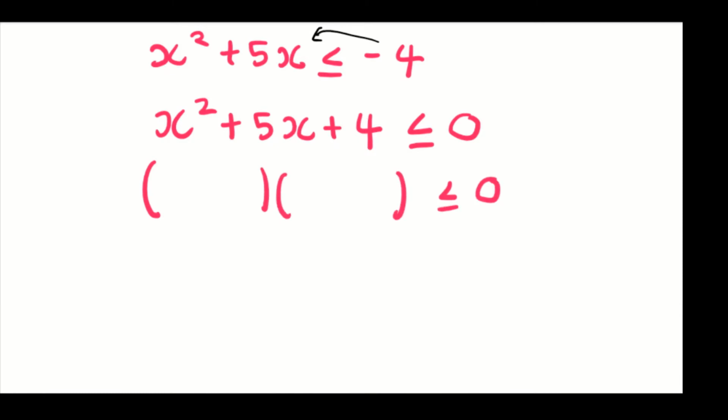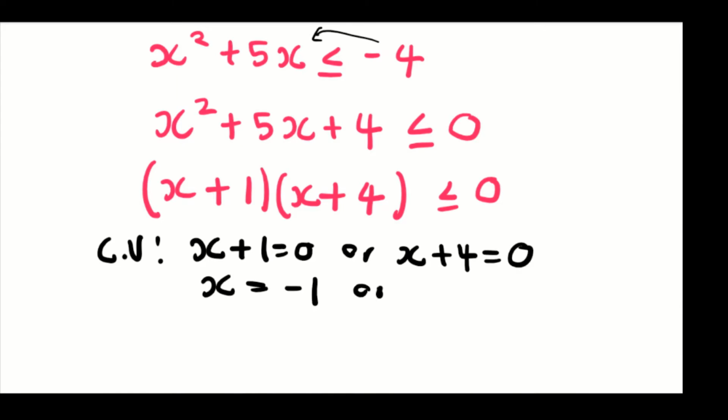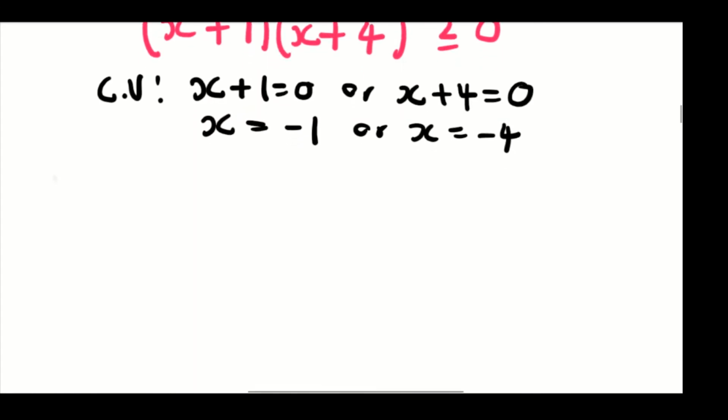So the factors of x squared, it's x and x. Factors of 4 such that they give us the middle term, it's 4 and 1, right? And the middle term is positive, so we can just make everything positive. And then we're going to write our critical values. Our critical values is x plus 1 equals to 0, or x plus 4 is equals to 0. So x will be equals to minus 1, or x is equals to minus 4. So these are our critical values, right?